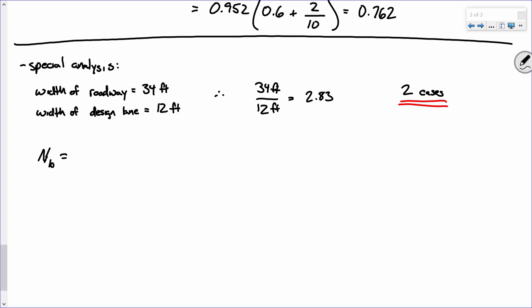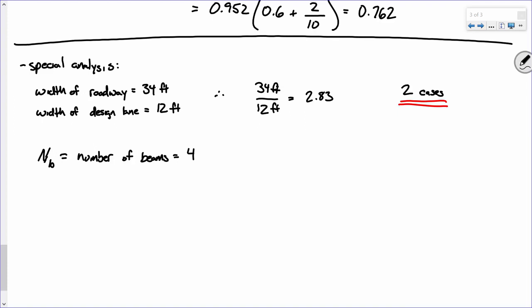Okay, NB. NB is simply the number of beams, which equals what? 4. There's 4 beams on this bridge. Okay.